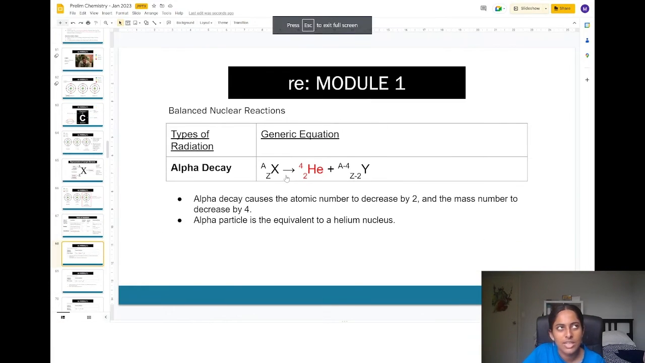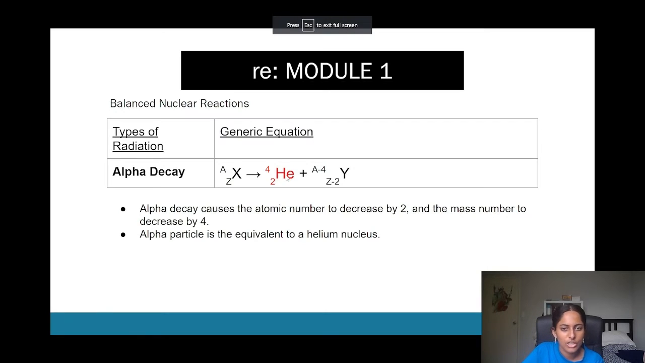If we further look at how it's structured in terms of an equation, this is how you would represent it. Let's say you have a specific isotope decaying by alpha decay. It produces a helium nucleus, right? And a helium nucleus has 2 protons, 2 neutrons, and atomic number being 2 protons. So therefore, this top number will decrease by 4, so it'll be A minus 4. And the atomic number decreases by 2, so therefore it'll be Z minus 2.